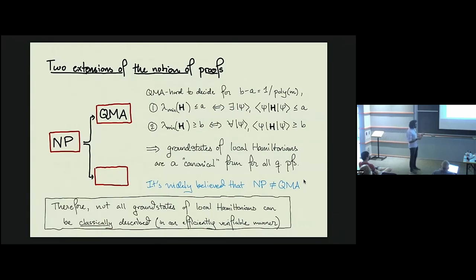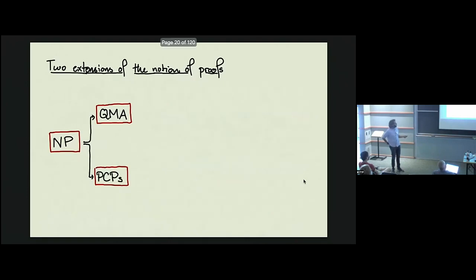But that also leaves a challenge for those of us who do believe that quantum offers some computational advantage, that we have to be able to make statements like this, right? And we have to be able to prove statements like this rigorously. So that's one extension of proofs. That's the quantum extension of proofs from NP to QMA.